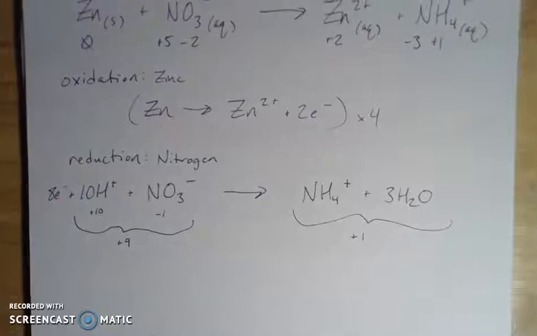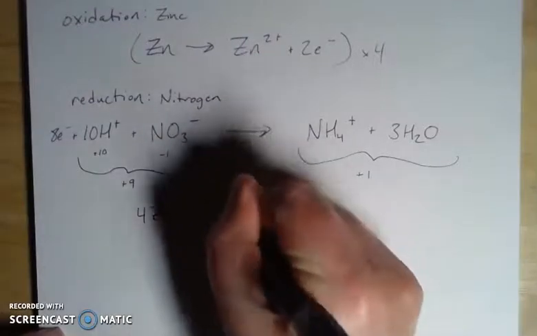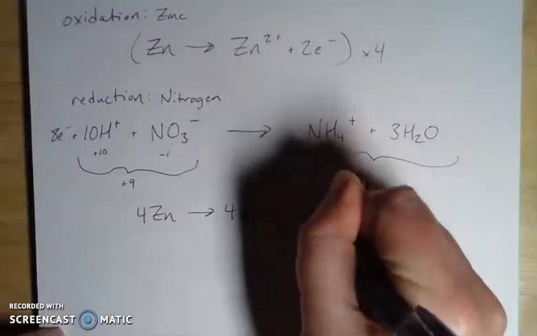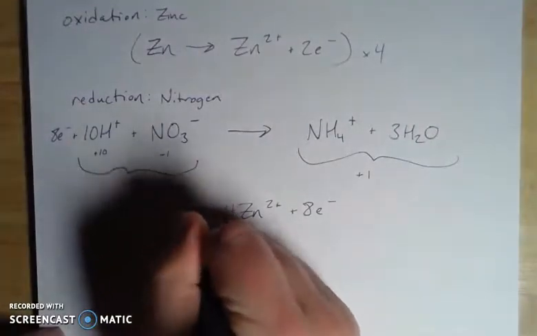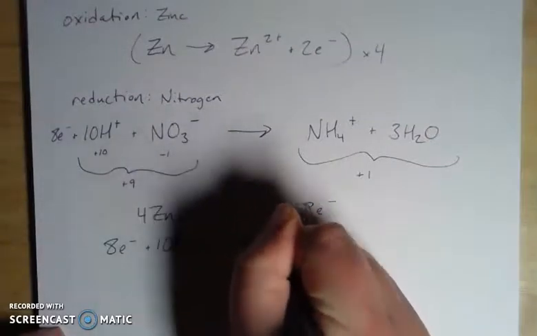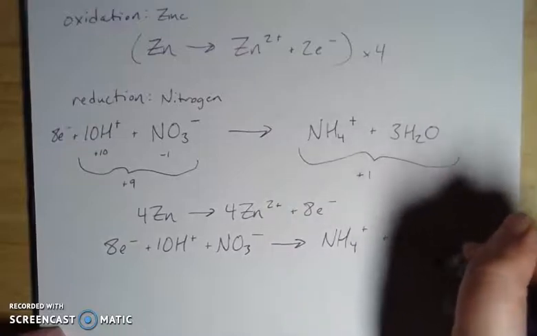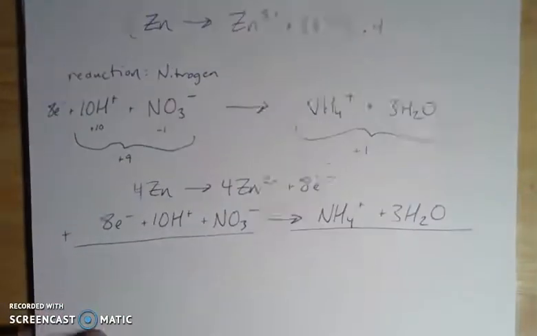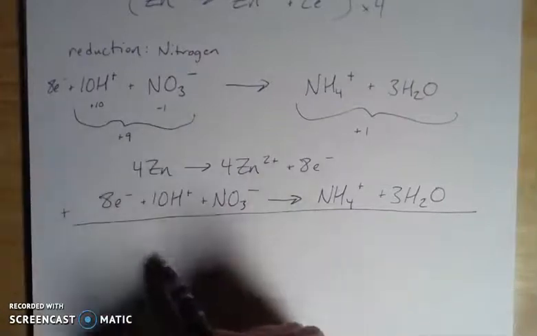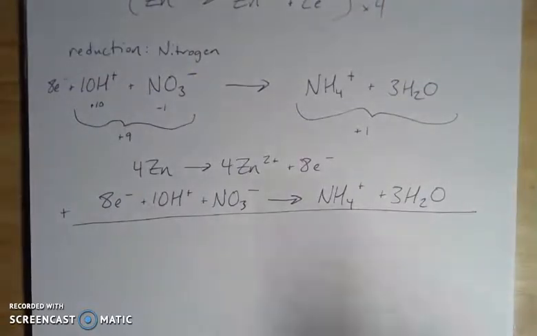So now, in my chemical process, I have 4 zincs going to 4 zinc 2 pluses plus 8 electrons. And I'm going to add to that my reduction step. And we know that we can add chemical reactions together. We've done this in a number of different contexts. You can do it in thermodynamic contexts. You can do it in kinetic contexts when you're adding together multiple reactions. And now we add everything that's on the reactant side. We add everything that's on the product side. And then we can combine things together and simplify what we have.